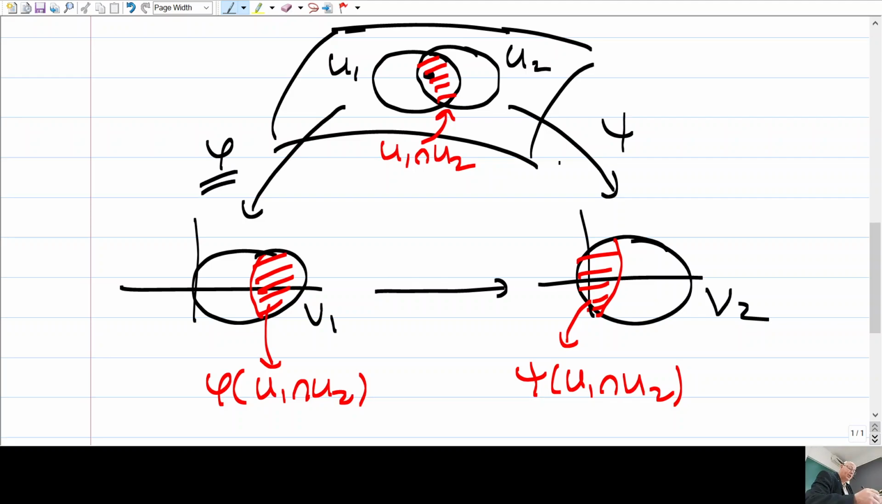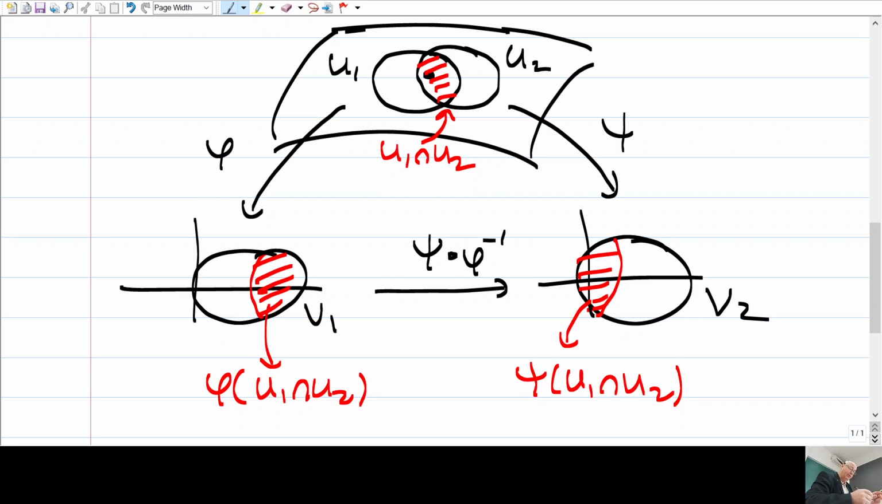Since these two maps are homeomorphisms, their restrictions to some open sets are also homeomorphisms onto their images. So I can go up by the inverse of phi and come down with the homeomorphism psi. So I have this map, and this is also a homeomorphism. Why is that? Because both of these maps are homeomorphisms, therefore the composition is also a homeomorphism.